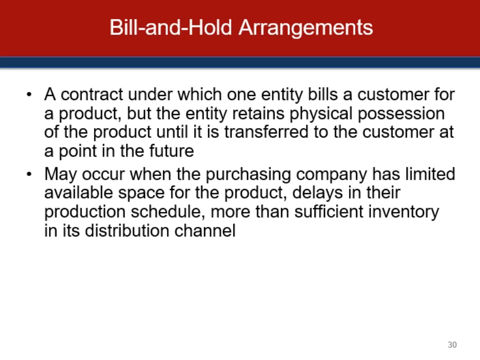Bill and hold arrangements. This is a contract under which an entity bills a customer for a product, but the entity retains physical possession of the product until it's transferred to the customer at some point in the future. Bill and hold sales result when the buyer is not yet ready to take delivery but does want to take title and accepts the billing. A bill and hold transaction is an example where the economic substance of the transaction needs to be determined. There may be a bona fide business reason for structuring a sale this way, such as lack of space at the purchaser's warehouse. So professional judgment must be exercised to ensure that a particular transaction meets the criteria necessary to be classified as a sale.